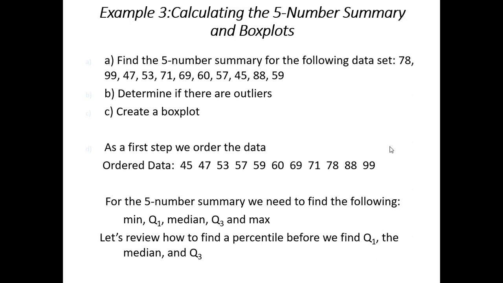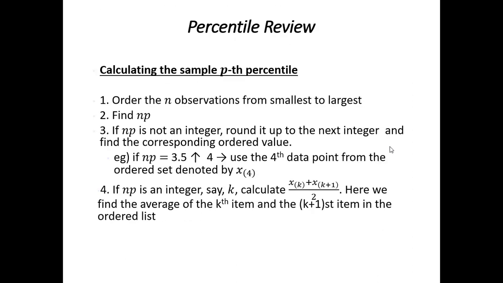Okay, so let's review how to find a percentile before we find Q1, the median, and Q3. When we want to calculate, let's say, the pth percentile, step 1 is to order the n observations from smallest to largest. Step 2 is to calculate n times p, where p is expressed as a decimal. So if I wanted the 25th percentile, I would express p as 0.25.